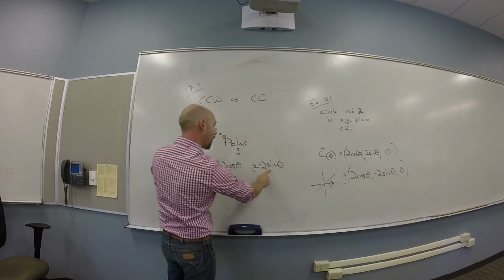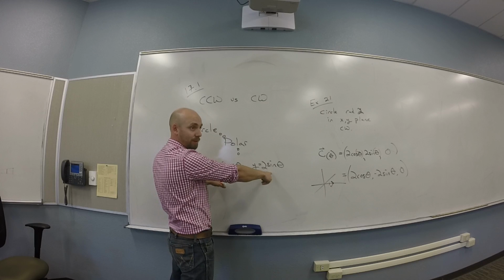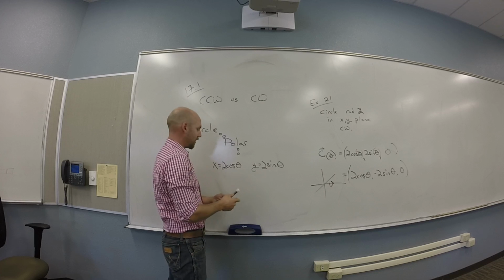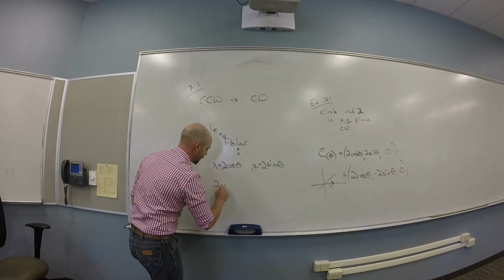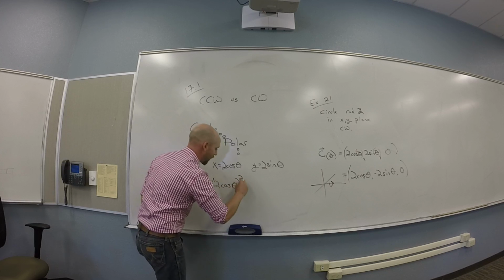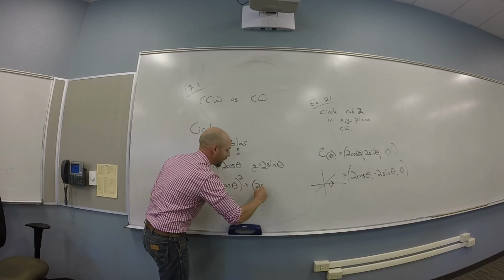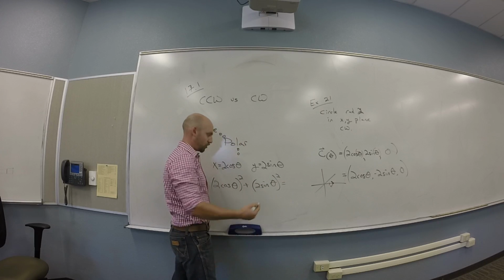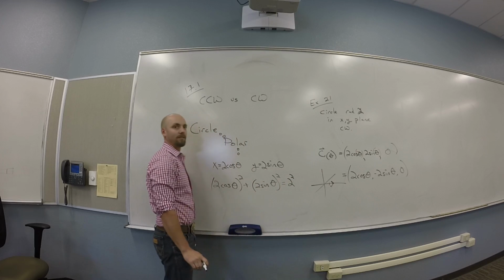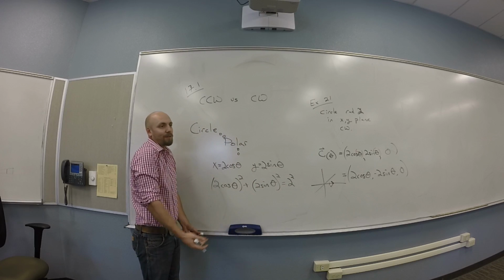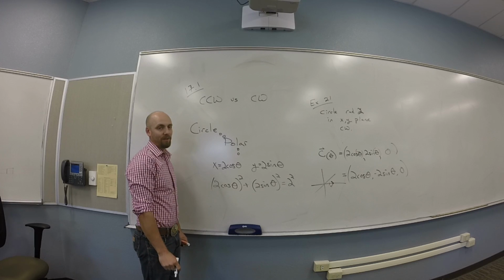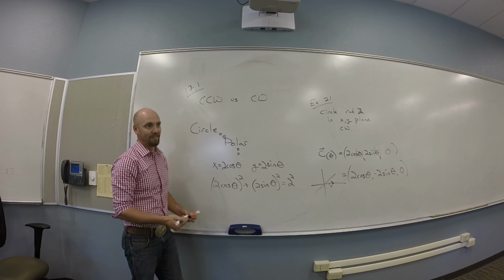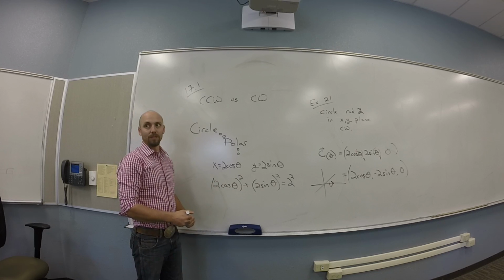Really, what you're getting away with here is exploiting the Pythagorean identity. You guys see that? The reason I know I'm on the circle is that I know that 2 cosine theta squared plus 2 sine theta squared is 2 squared. Right? I'm just exploiting the Pythagorean identity. I'm saying, hey, I know this is a circle because it satisfies the equation of a circle, right? You guys cool with that?